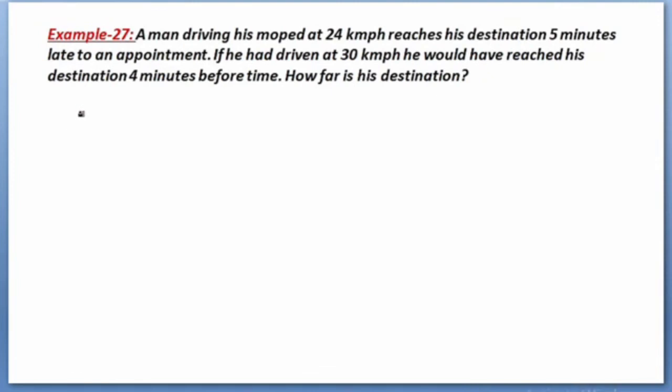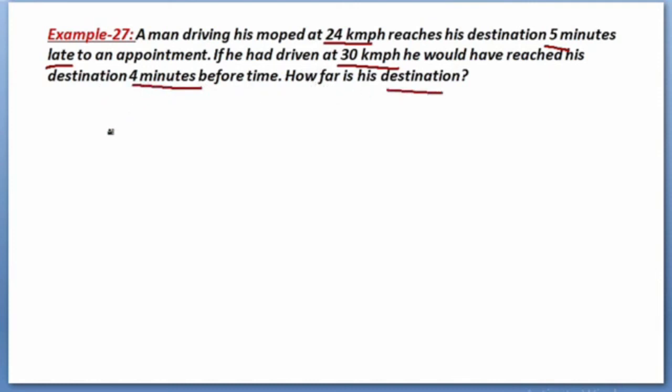It is the last example. A man driving his moped at 24 km per hour reaches his destination 5 minutes late. So if he travels at 24 km per hour, he will reach the destination 5 minutes late. If he had driven at 30 kilometers per hour, he would have reached his destination 4 minutes before time. How far is the destination?